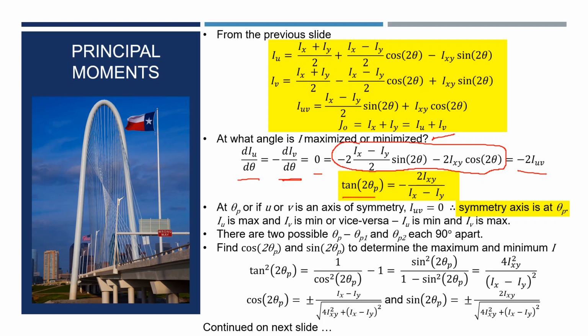At this principal axis angle, or if u or v are an axis of symmetry, I sub UV equals 0 at the principal angle or axis of symmetry. That means an axis of symmetry is at theta at this principal axis angle. One of the two is maximized and one of the two is minimized. Iu is max and Iv is min, or vice versa. Iu is minimum and Iv is maximum. There are two possible solutions 90 degrees apart.